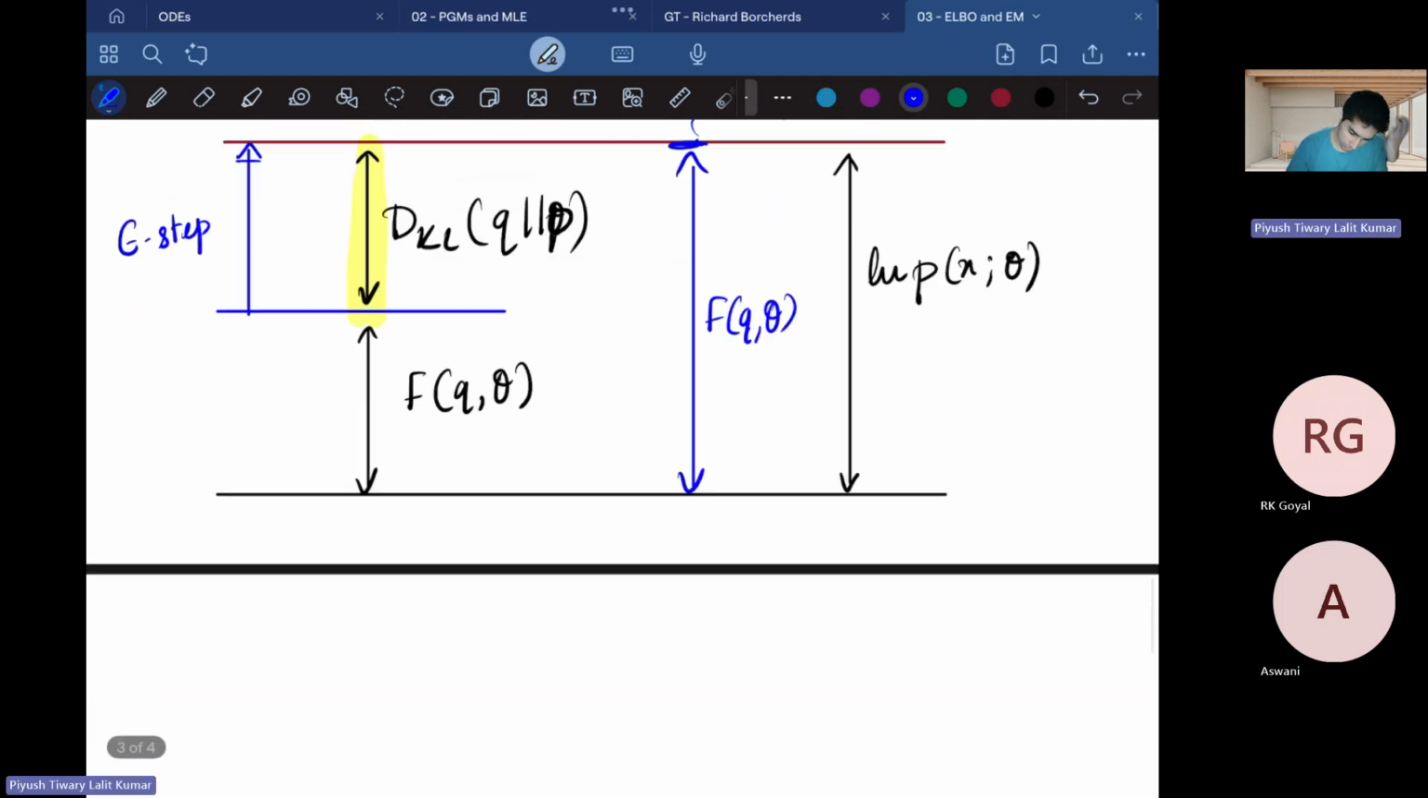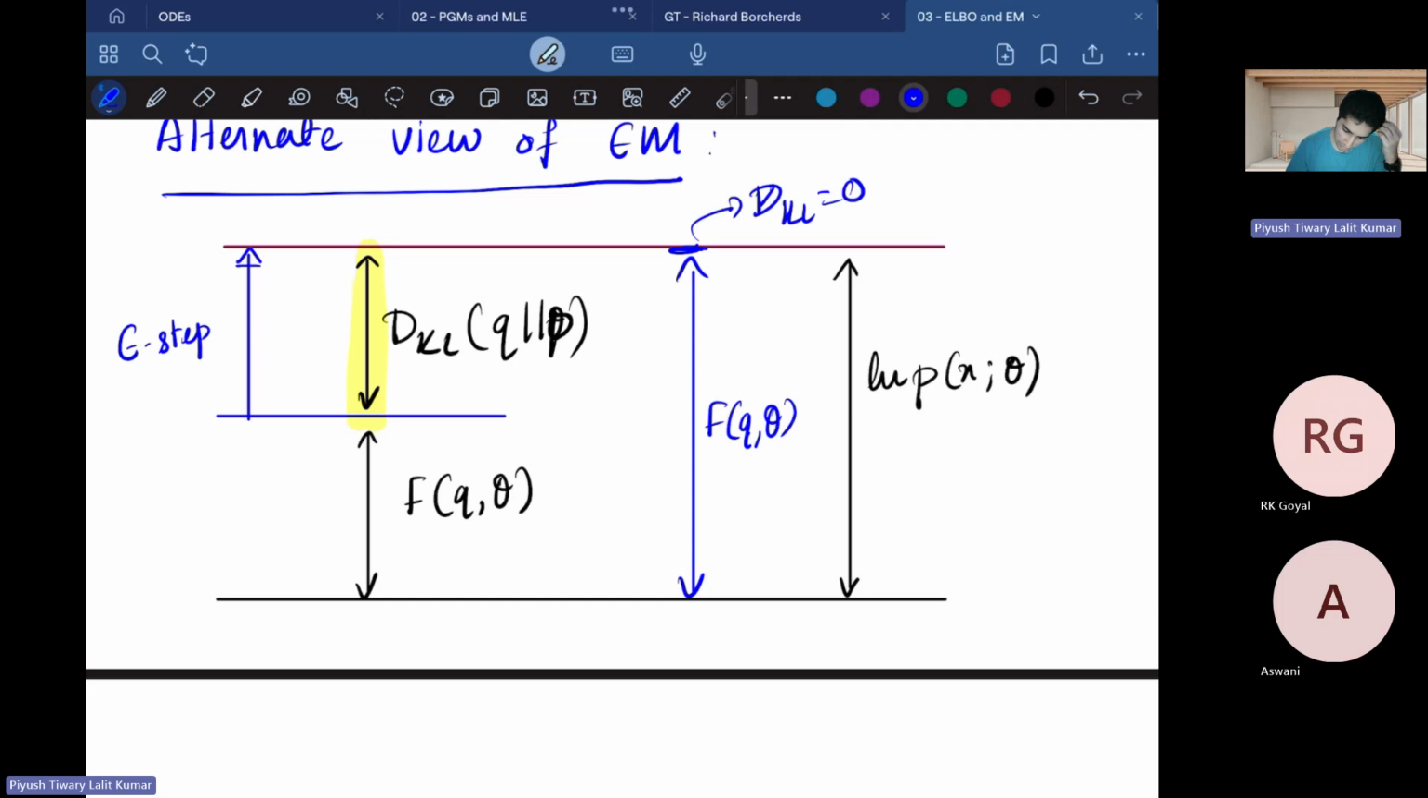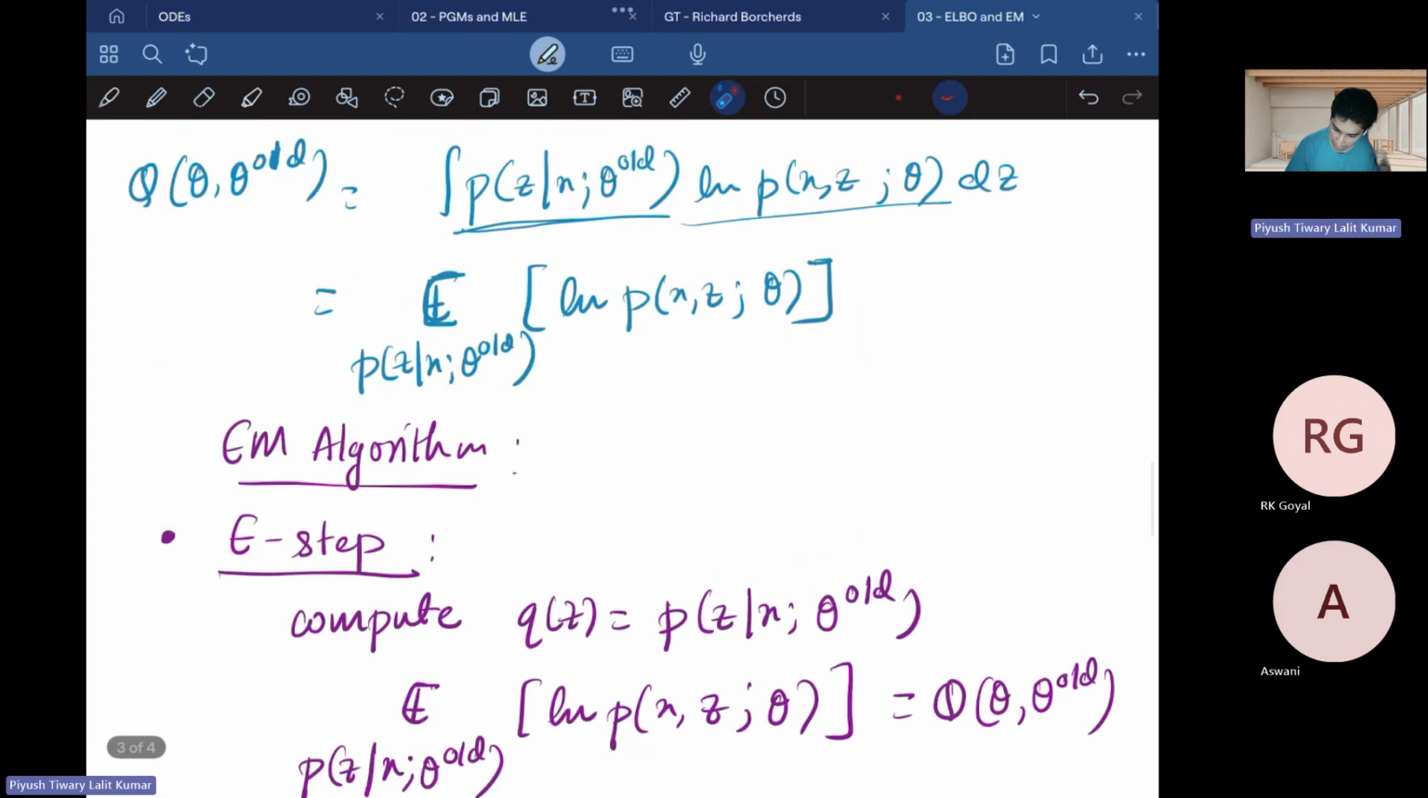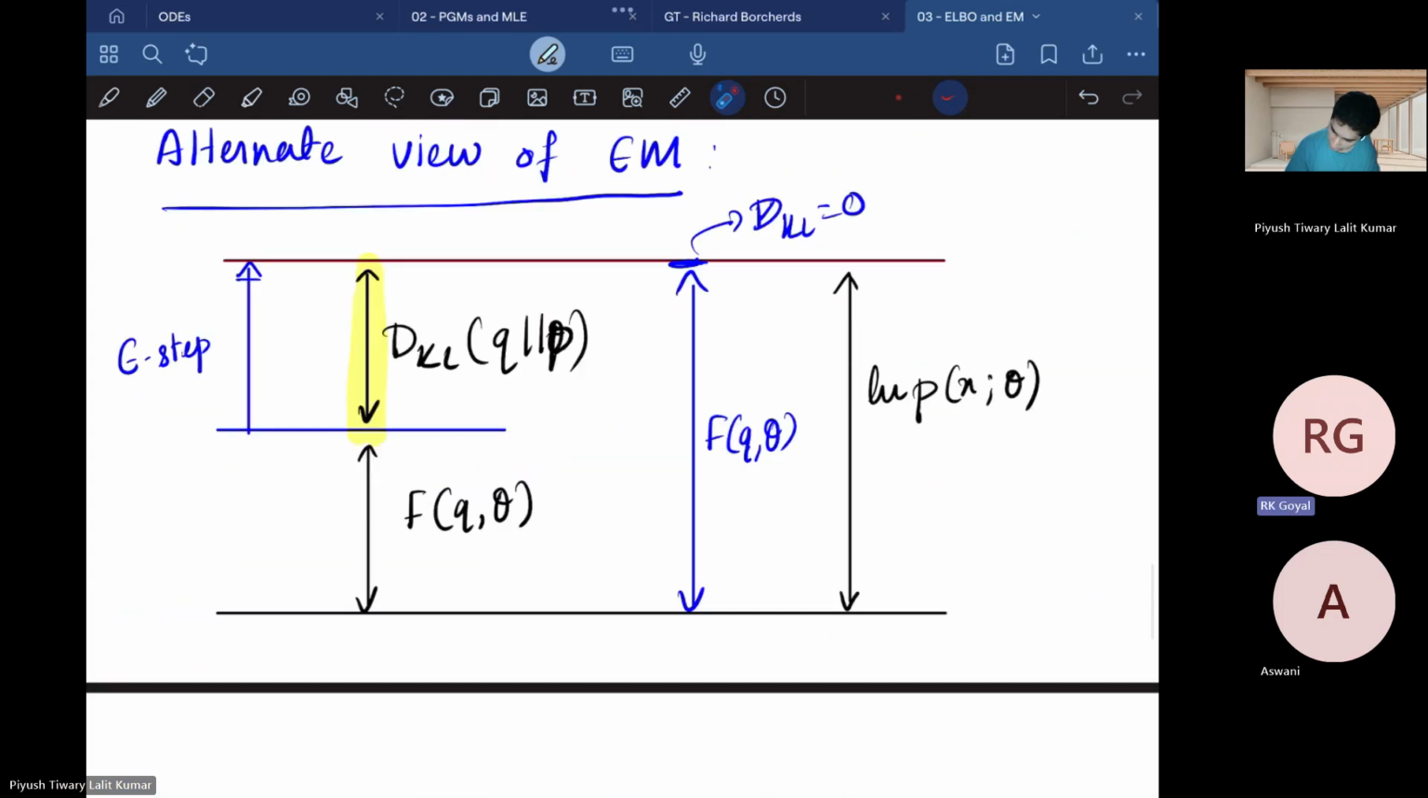So KL divergence cannot become negative, right? So the only way you can minimize this is by maximizing this, right? I mean, there is no other way. Right, right.